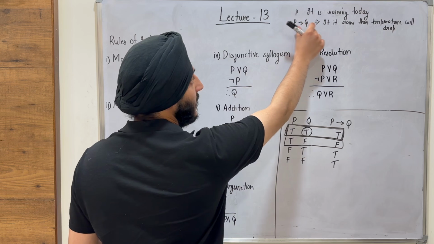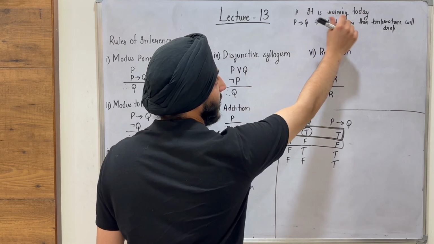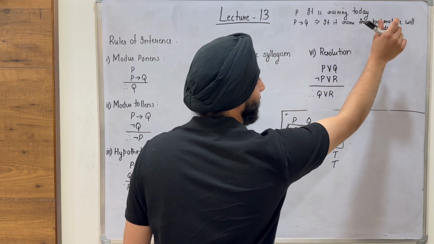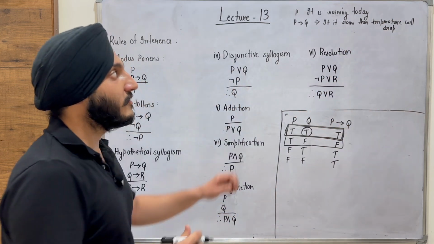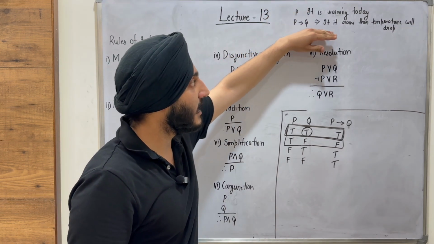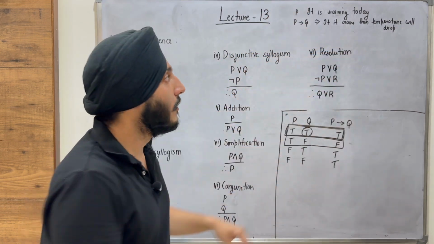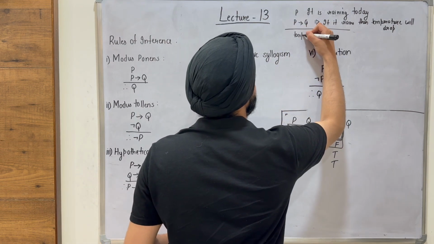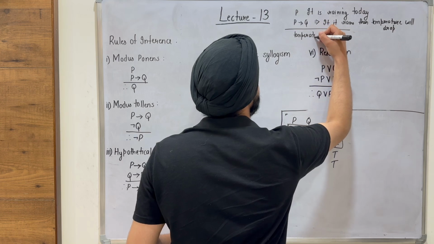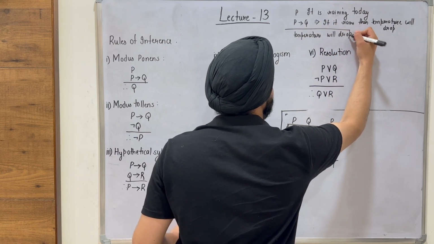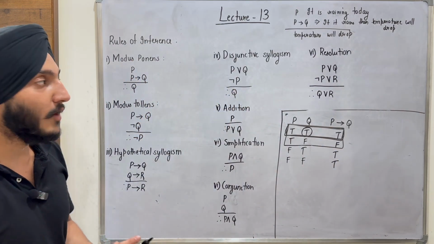I'm saying P, let's say this is true, right? It is raining today. And I'm saying P then Q is if it rains today, then the temperature will drop. So let's try to understand it. I say if P is true, that means it's raining today. And I also say that if it rains, then the temperature will drop. So my final conclusion will be the temperature will drop, right? So I hope you're able to understand how this works.